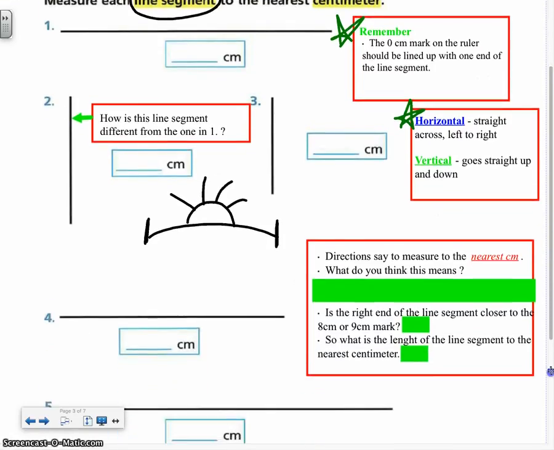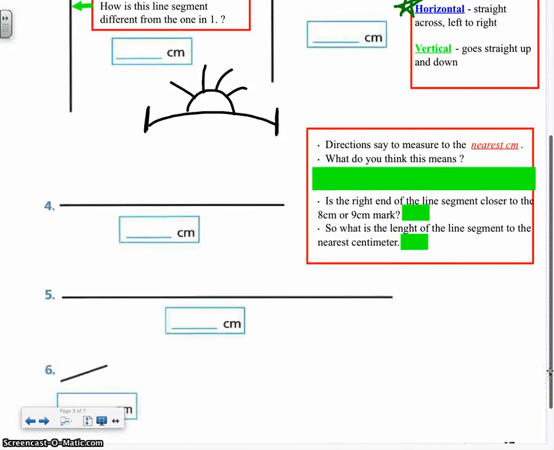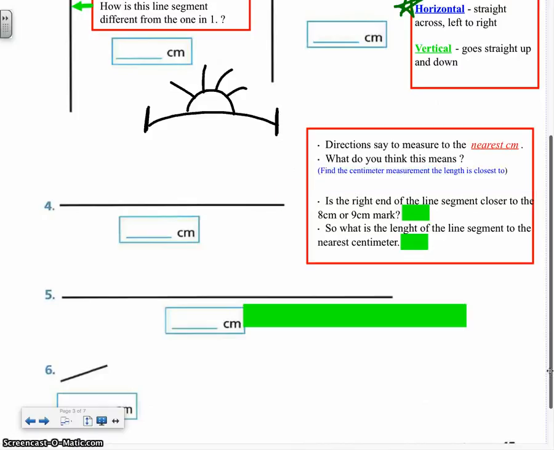Let's keep going. The directions say to measure to the nearest centimeter. What do you think this means? Pause and think for a minute, third graders. You don't actually have to pause the video, but we're going to stop what we're doing and you just think. All right, it says find the centimeter measurement the length is closest to. So not necessarily one that it's already passed, but whichever number, centimeter, the line is closest to.